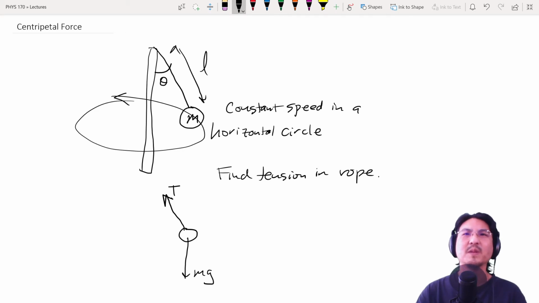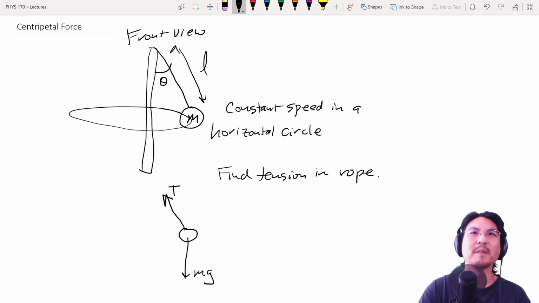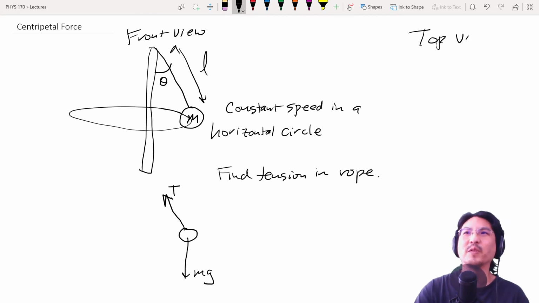Okay, so here's the question. This is going in a horizontal circle. So let's say this is the front view. This is the front view. And then the circle is kind of like this, and the top view is more like, it's over here, the ball going this way.